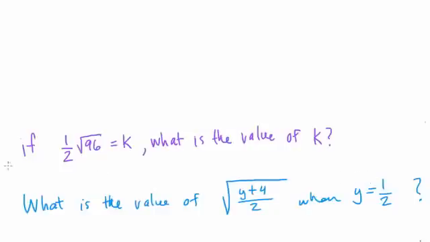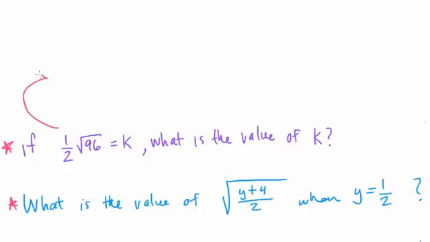Okay, so we're told here, well, we have two questions, right? But in the first one, we're told that if 1/2 times radical 96 equals k, what is the value of k? In other words, solve this, right? Simplify it. So here, what can we do?